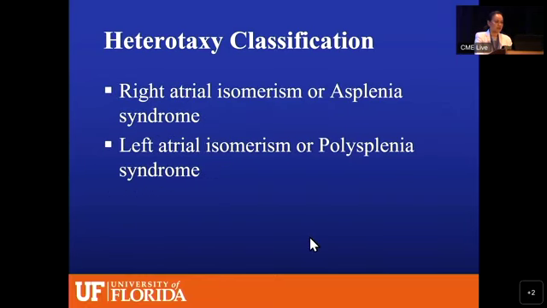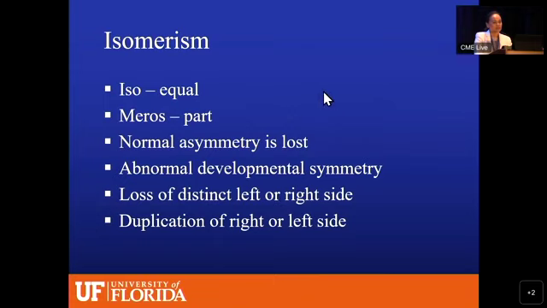So you can either have right atrial isomerism or asplenia syndrome, or left atrial isomerism or polysplenia syndrome. Again, isomerism means iso, equal, and meros, part, and that your normal internal asymmetry is lost. So what happens is you develop an abnormal developmental symmetry. There's a loss of a distinct left and right side, and there's a duplication of the right or left side.